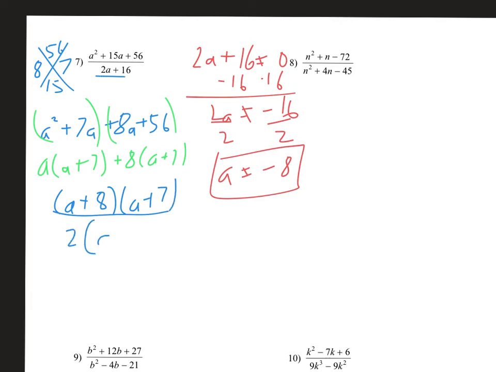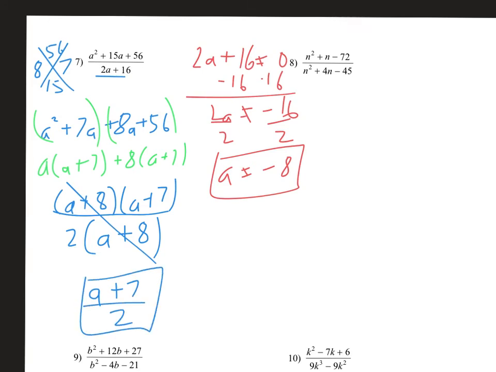I can take out a 2 here, which gives me a plus 8 inside. That's nice because we see we have a matching parentheses. We can cancel those out. We get a plus 7 all over 2.